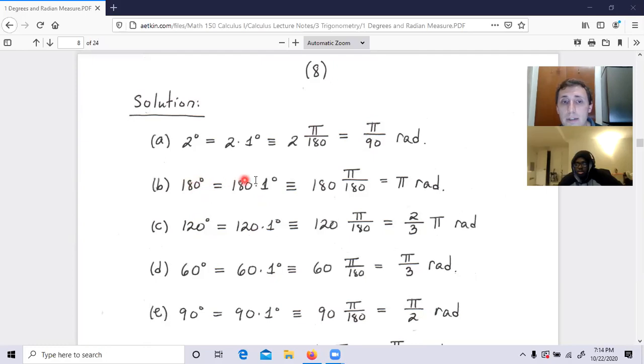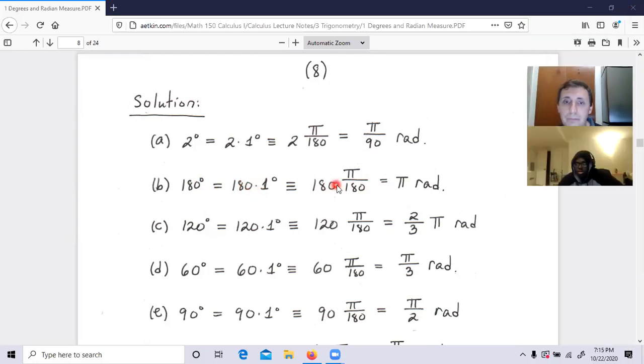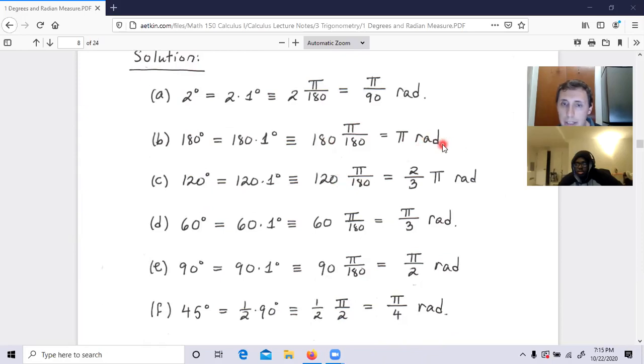180 degrees corresponds to 180 slices, and that means a line, right? The angle here is a line. You agree? It's half of a pizza. So that would be pi radians.